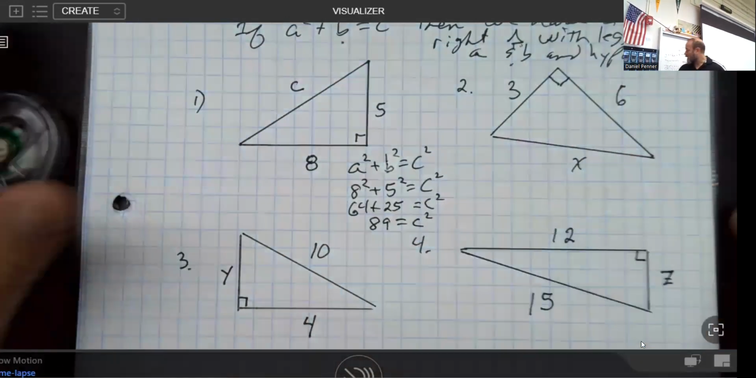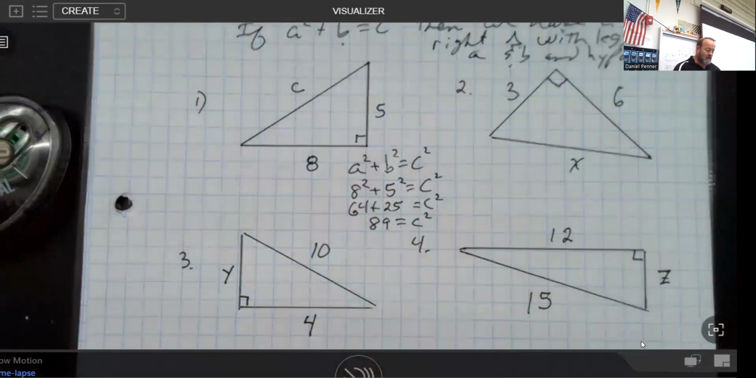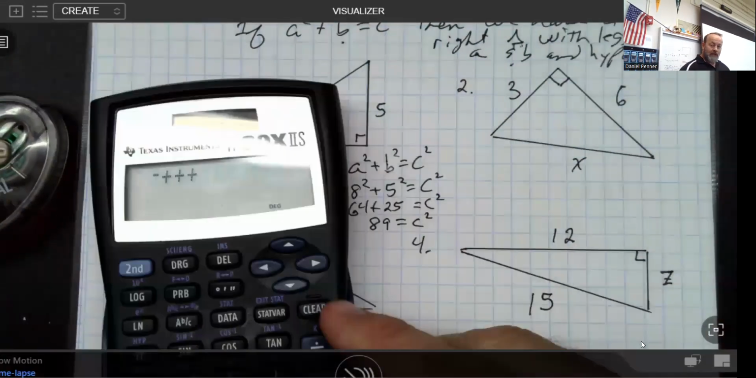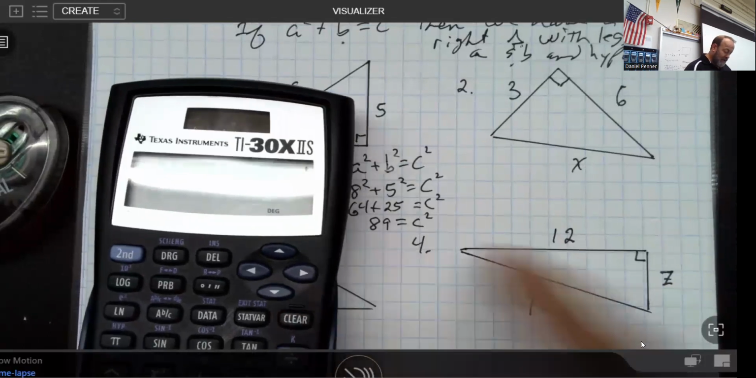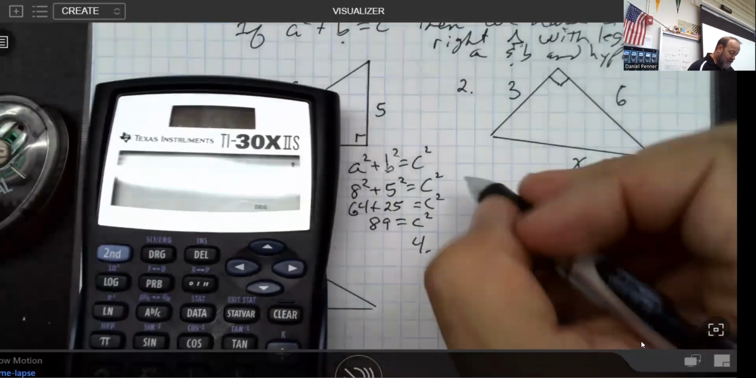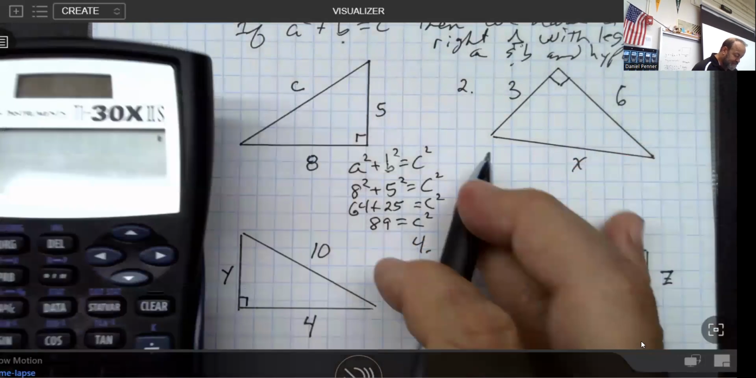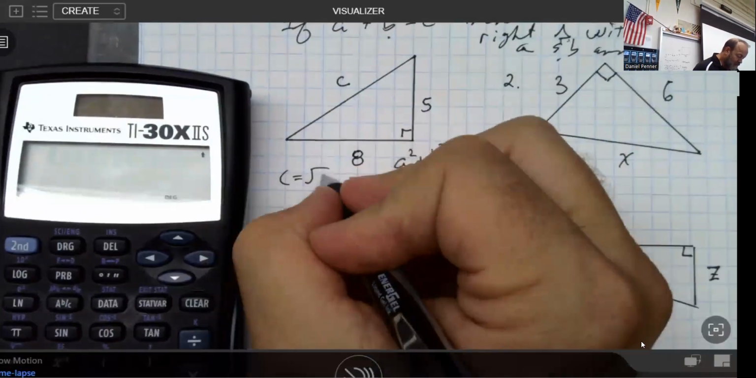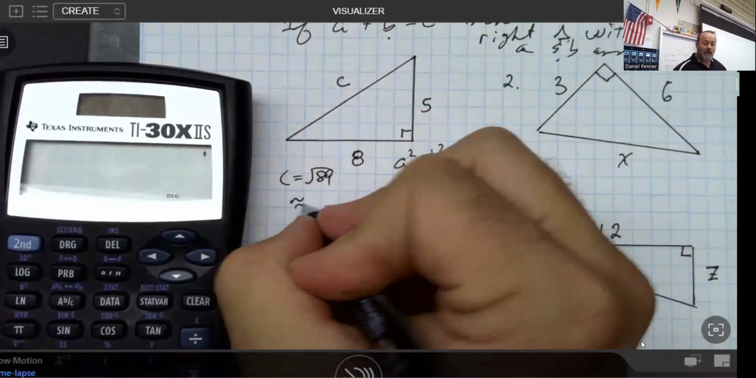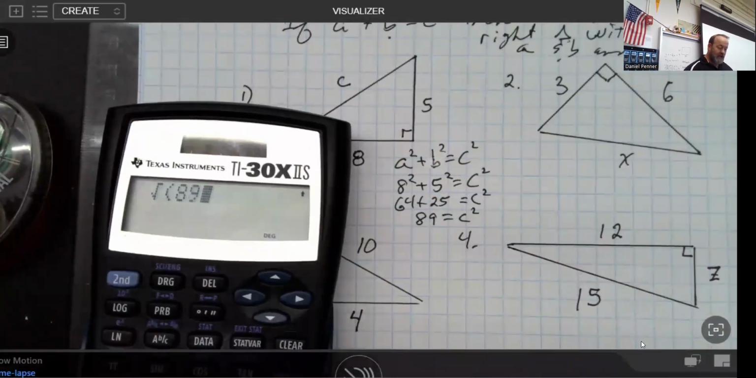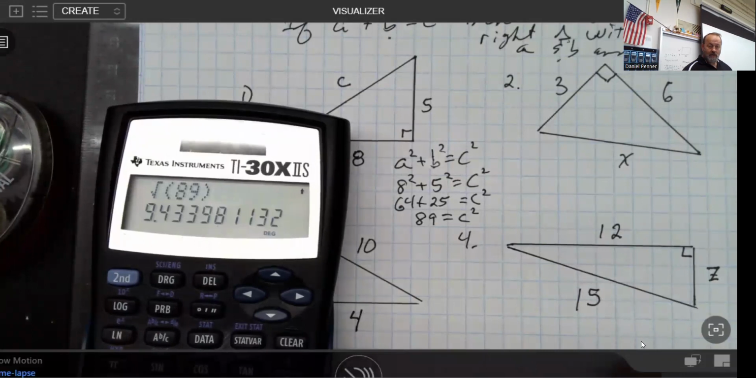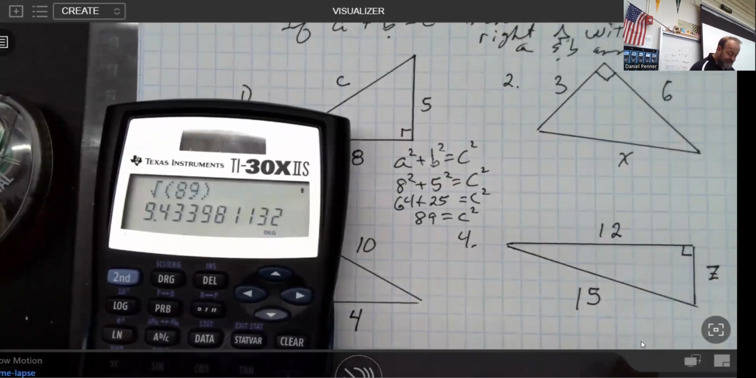Now we just need to grab a calculator real quick and find out what the square root of 89 is. Now, the answer square root of 89 is a great answer. We could leave it that way. I actually really like the answer square root of 89. But a lot of students are going to feel a lot more comfortable with hitting the square root button on our calculator and asking the calculator what it is. And I would say 9.43.